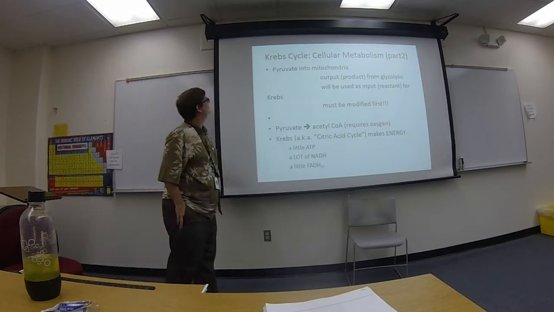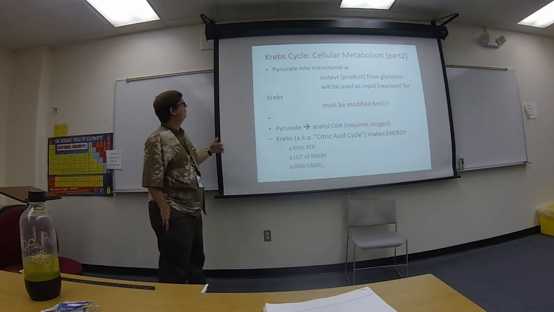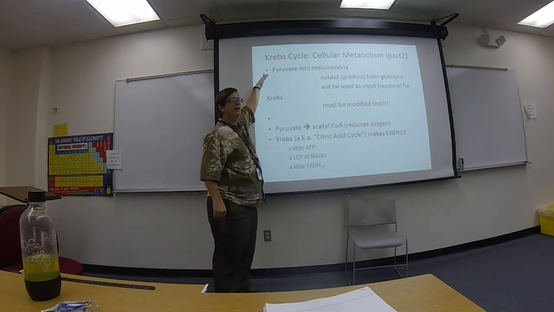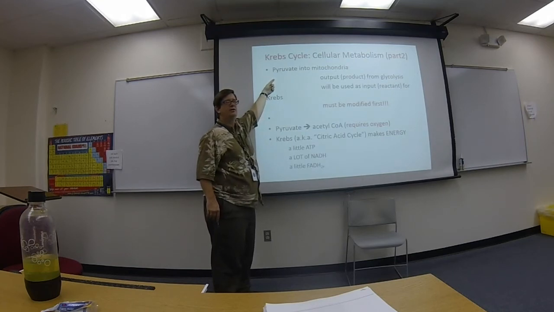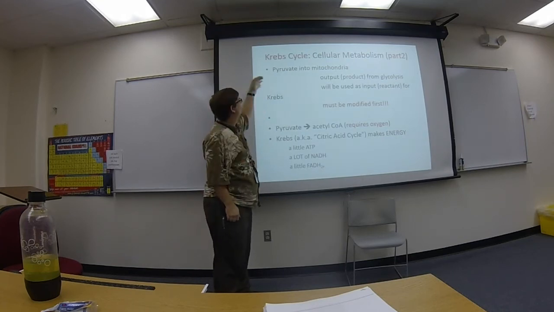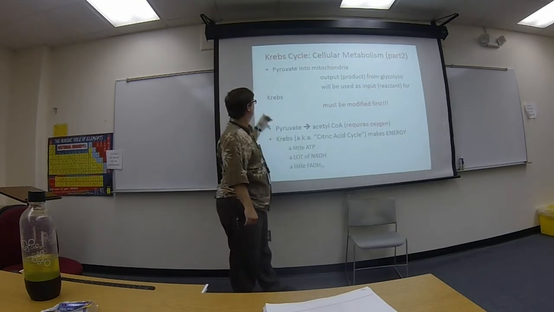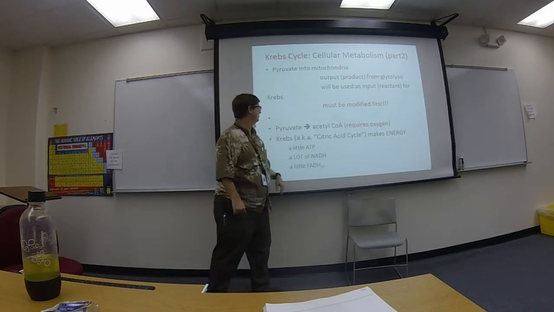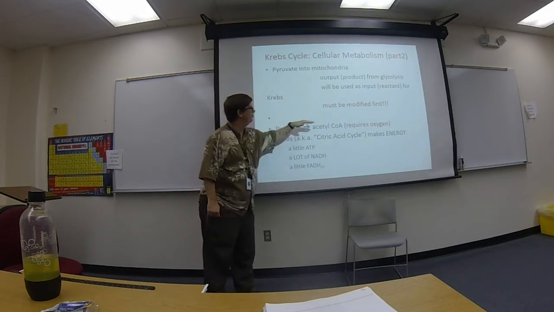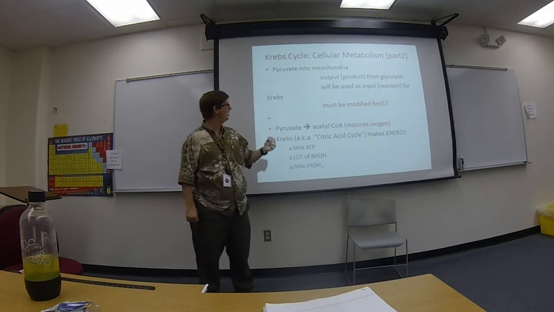Okay, thank you. All right, so the Krebs cycle, part 2. We've got to turn the pyruvate. Where did the pyruvate come from? It's the last stage of? Yes, glycolysis. Very good. The pyruvate comes from the glycolysis. It's the output product of the glycolysis, and we're going to put it into the Krebs, but first we have to change it. We're going to turn this pyruvate into acetyl-CoA, and that needs oxygen.